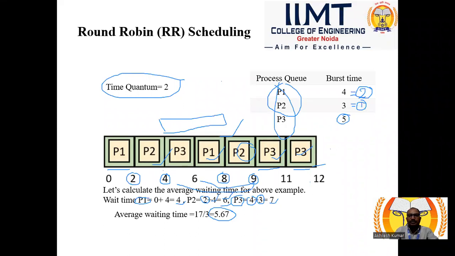There are also some other scheduling algorithms available in the operating system, like multi-level queue scheduling and multi-level feedback queue scheduling. But due to lack of time, I will discuss them in the next video.